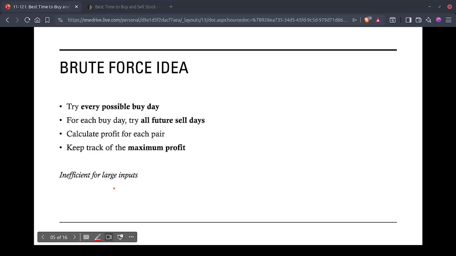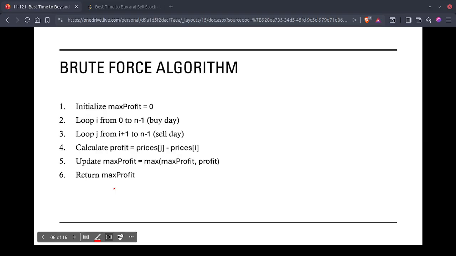Now let's see the brute force idea. Let's think like a beginner. What is the most direct way to solve this? Simple: pick one day to buy, check all the future days to sell, and calculate the profit. Keep the maximum one. This is exactly how a human might think first, but this approach is slow for large input. Let's see the algorithm for this.